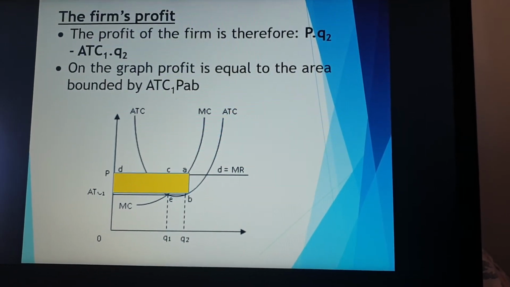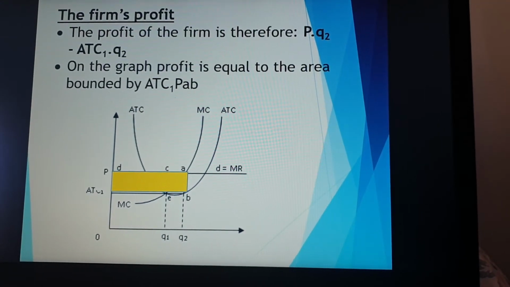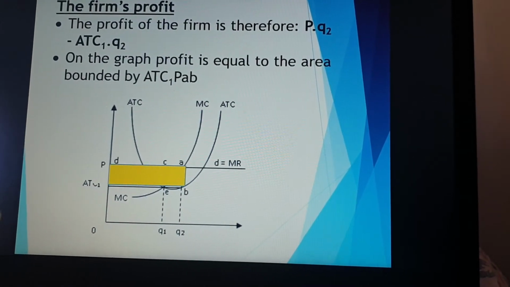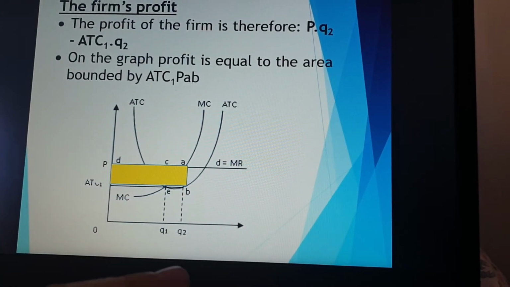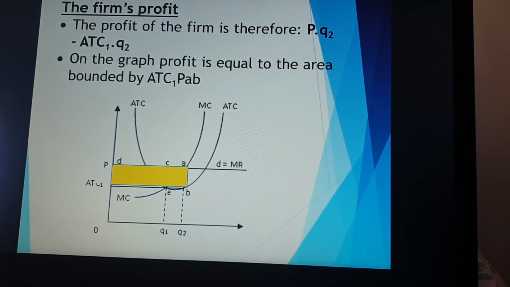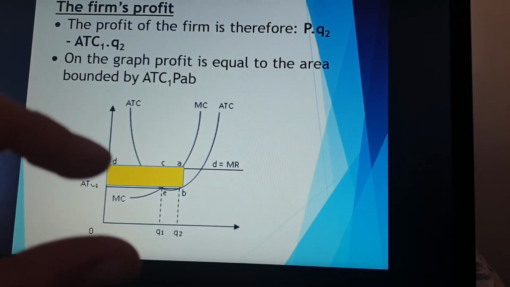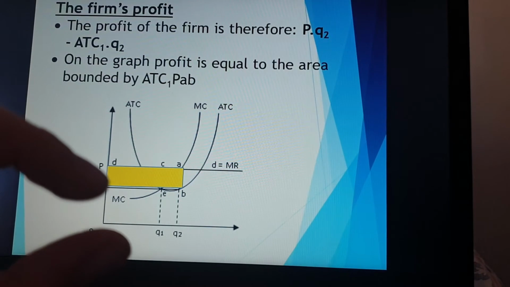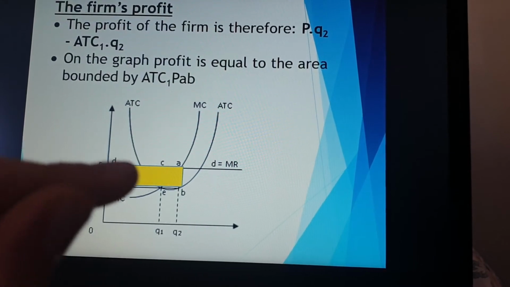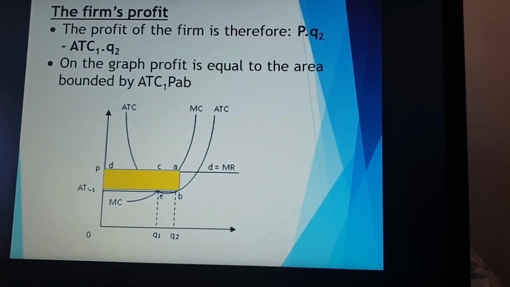So the firm's profit, because in this case it's going to make a profit because my total revenue is bigger than my total cost, will be P times Q2 minus ATC times Q2, because that's the total cost. On the graph, profit will then be equal to the area that is left over once I subtract my total revenue minus my total cost. And that will be bounded by ATC1, P, A, B. So this yellow area will represent the profit that the business is making.